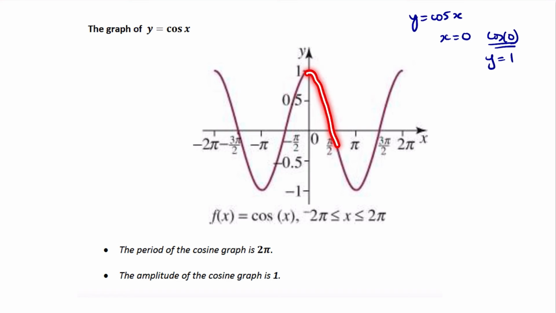But what you'll notice is, again, after this point it starts to repeat. So again, it has a period of 2 pi and an amplitude of 1. So that's our maximum value from the middle point.